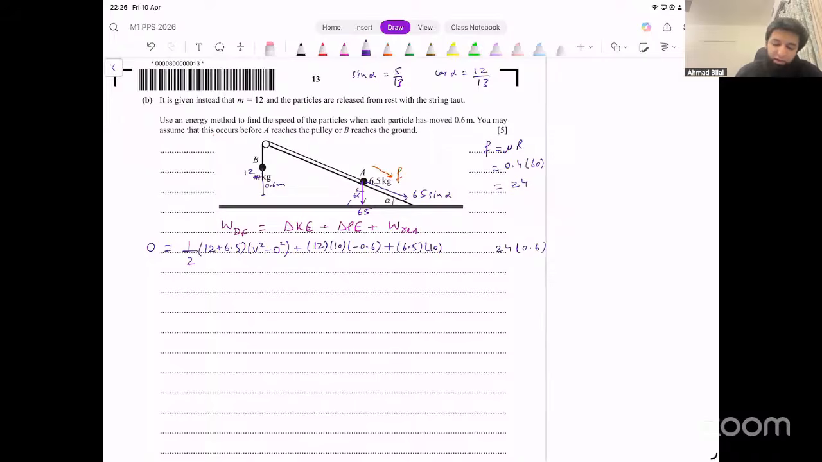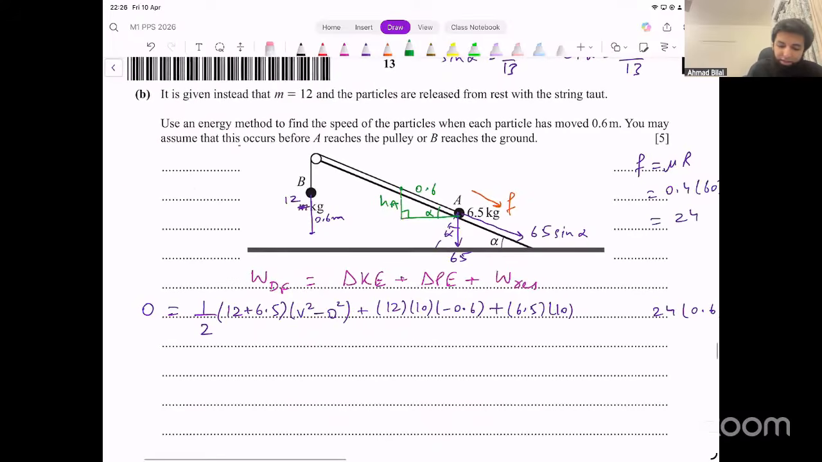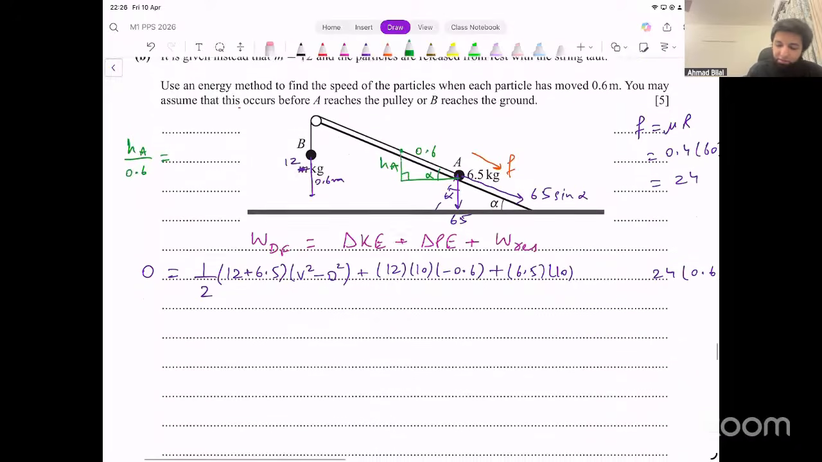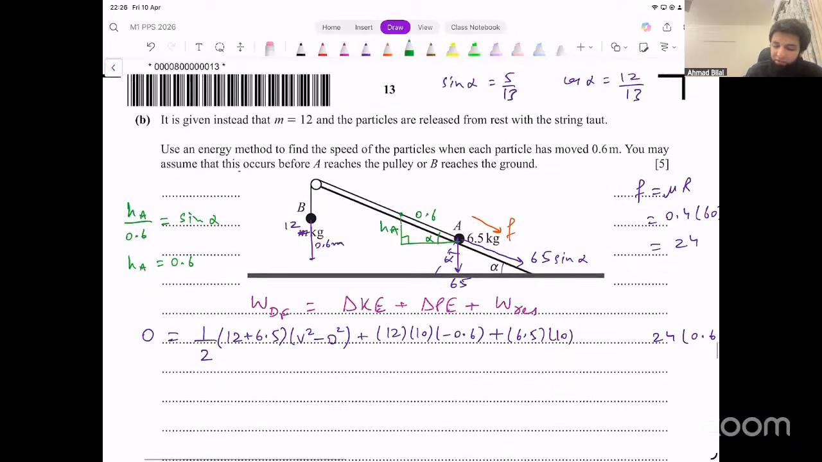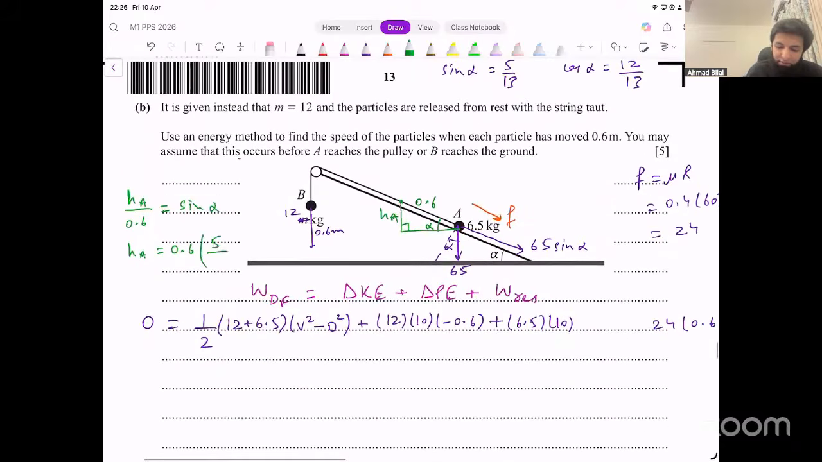What about the change in height for A? A is moving in the upwards direction. It travels a distance of 0.6 meters in this direction. Let's suppose this is 0.6. How do you find the change in height? Using trigonometry. This angle is alpha. Using trigonometry, it will be HA over the hypotenuse, which is 0.6. That equals sine alpha. We already have this value of sine alpha. That will give us some change in height. 0.6 into sine alpha. Sine alpha was 5 over 13, and that will give you some value.